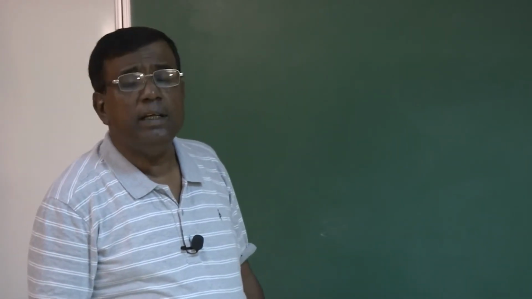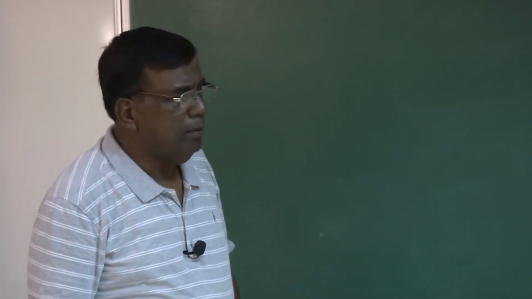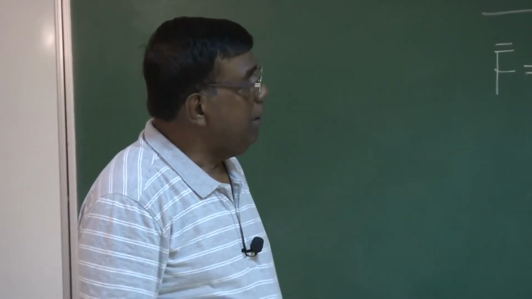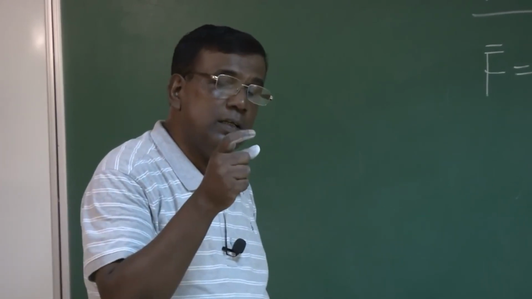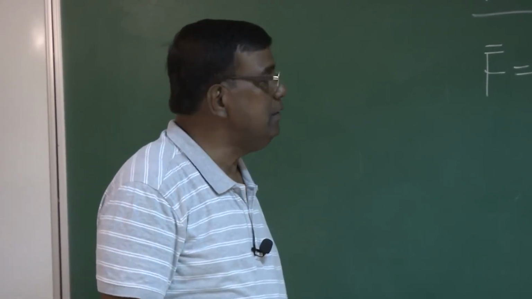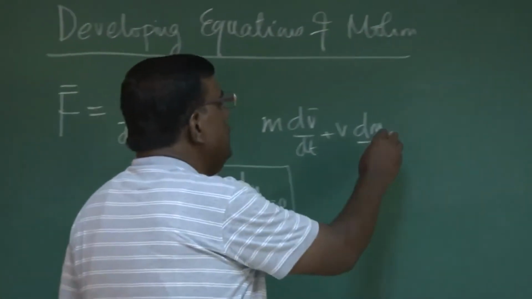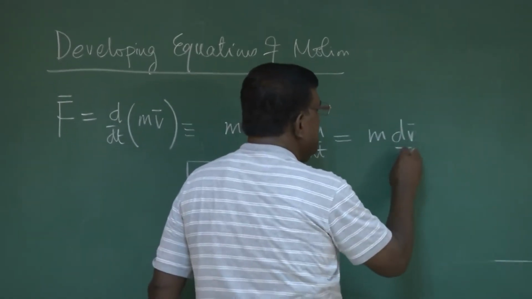In practice, dm by dt is not 0 for an aircraft because a lot of fuel consumption will be there. Almost 30% of the weight will be fuel. But for stability analysis, dynamic stability analysis, since it is for a small duration, a transient analysis, we will assume mass remaining constant. So dm by dt is 0. So I write this as m dv by dt.